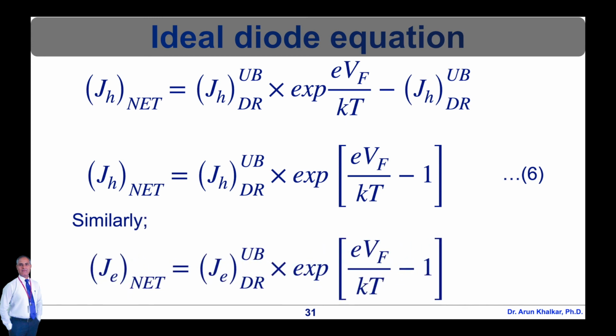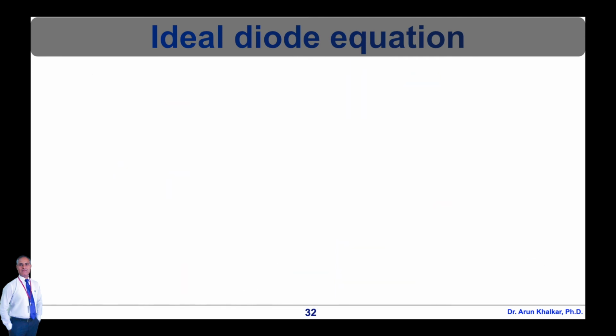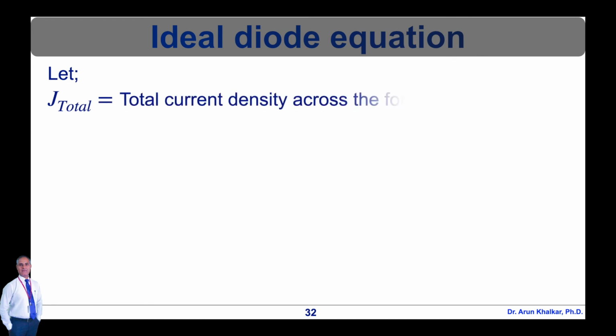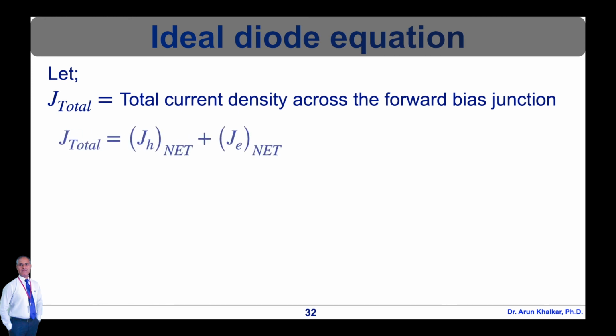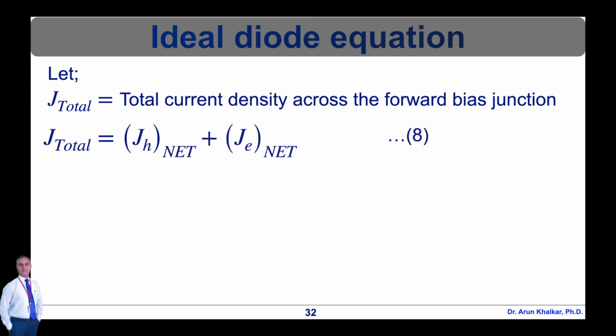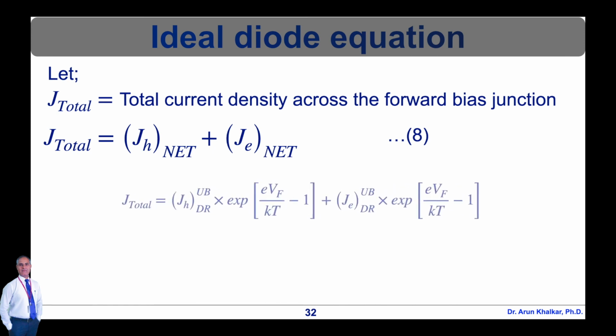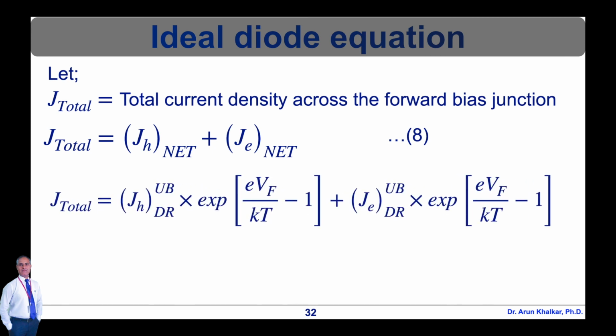Similarly, Je net is equal to Je of drUB into exponential of eVF upon kT minus 1. Let's say this is equation number 7. Now let J total be the total current density across the forward bias junction. Therefore, we can write J total is equal to JH net plus Je net. Let's say this is equation number 8. Therefore, J total is equal to JH of drUB into exponential of eVF upon kT minus 1 plus Je of drUB into exponential of eVF upon kT minus 1.